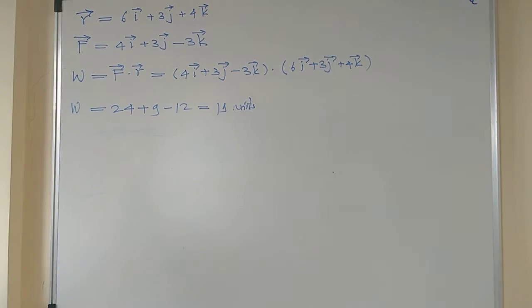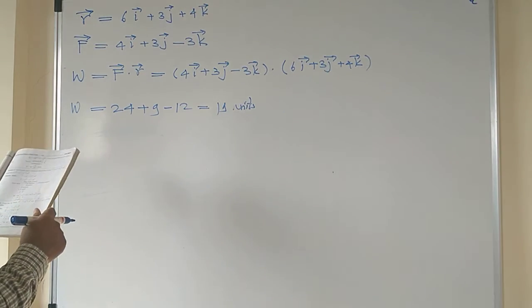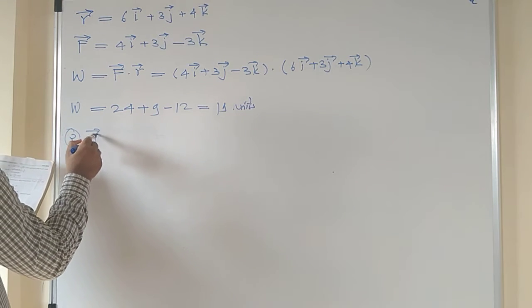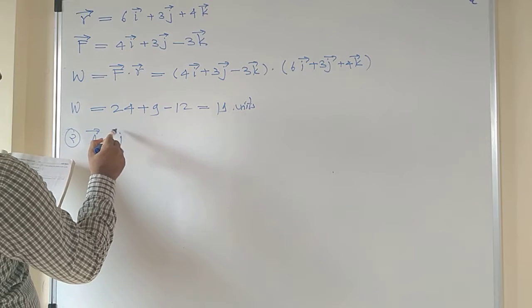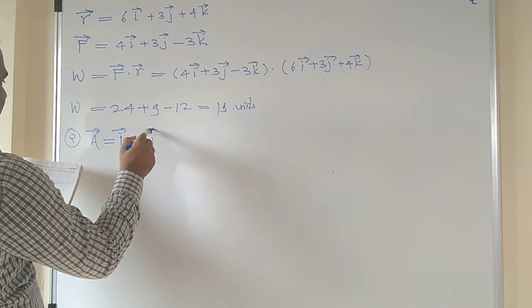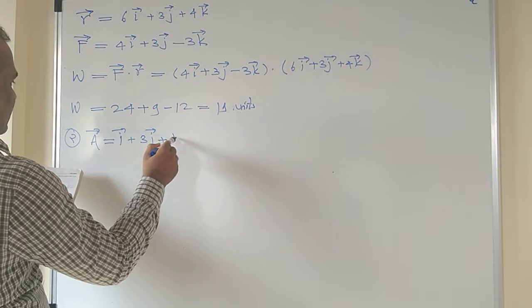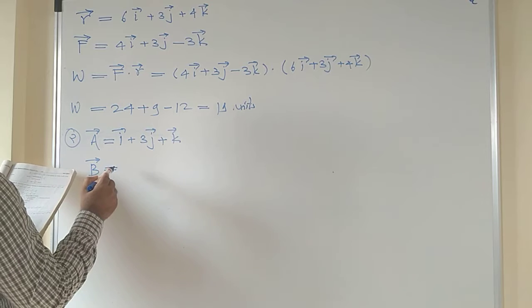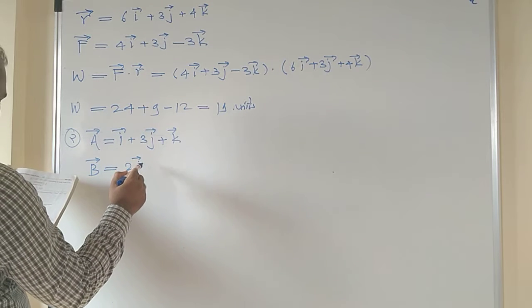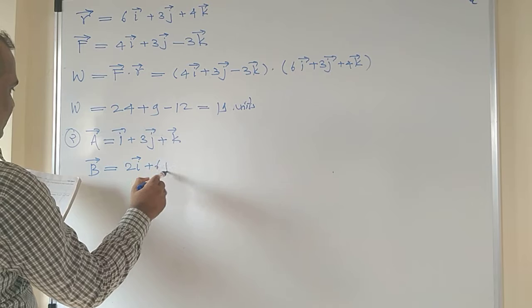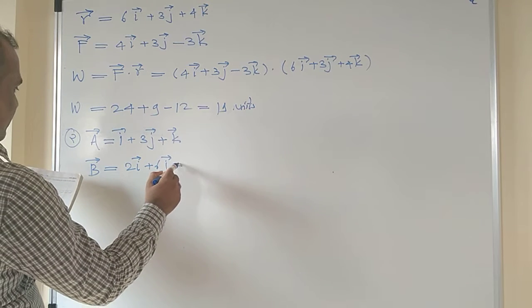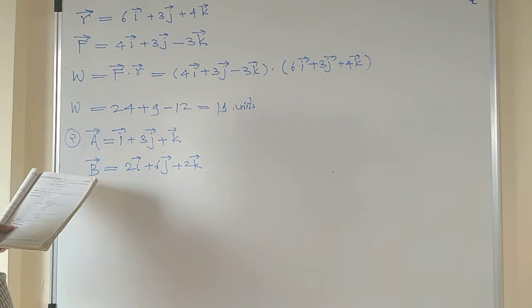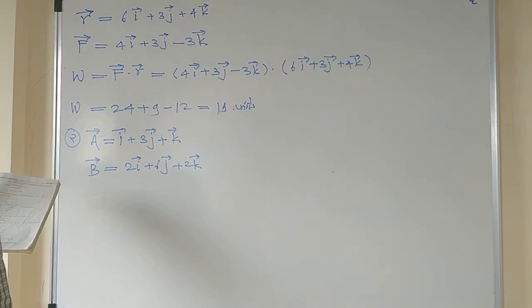Let's go for the next problem. The next problem, let me give number 2: prove that the vector a bar, equal to i plus 3j plus k bar, and b bar, equal to 2i plus 6j plus 2k, are parallel to each other. Prove that these two vectors are parallel to each other.